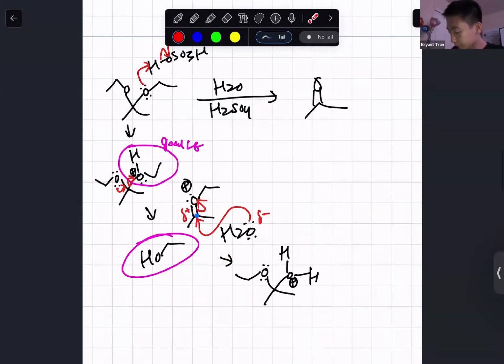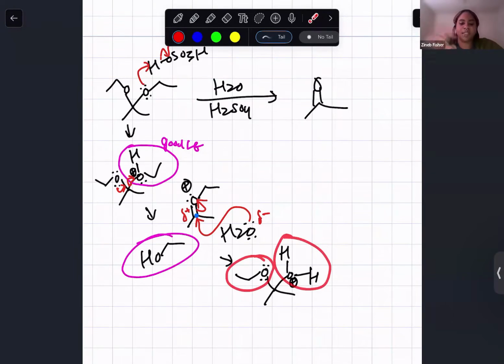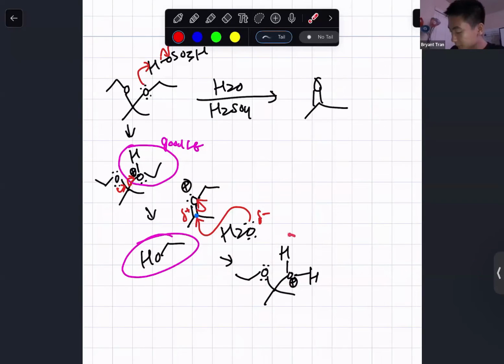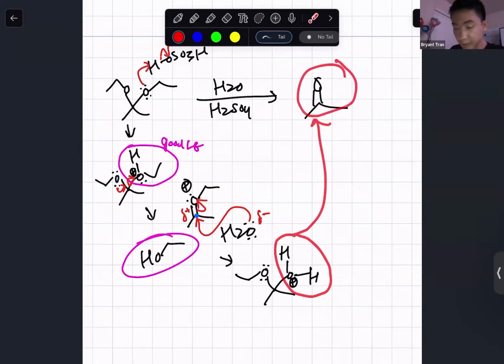Okay, so we have this group and this group. Which group do you want to keep? Which group do you want to kick out? You want to kick out the H2O and then keep the other one. So the H2O here is the better leaving group, and this is the bad leaving group, right? But H2O is actually the one that we want to keep because that's going to lead us to the final product here, which is the ketone.